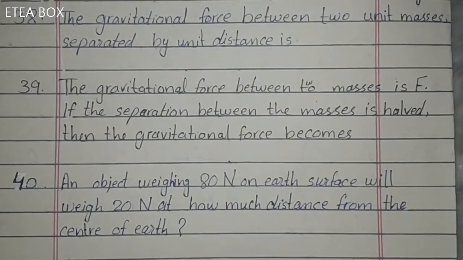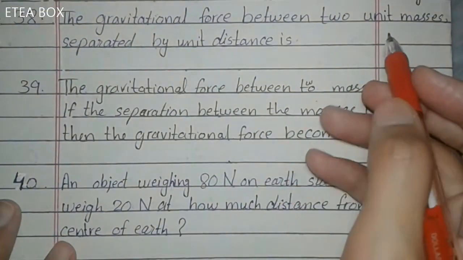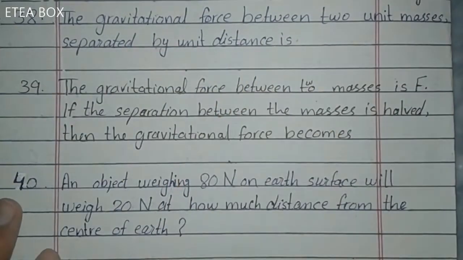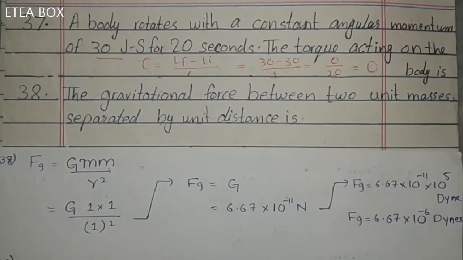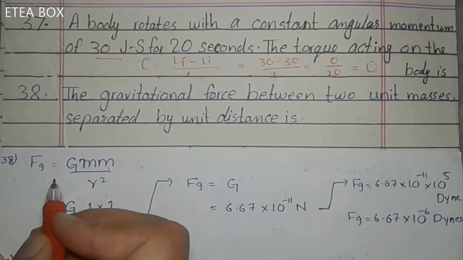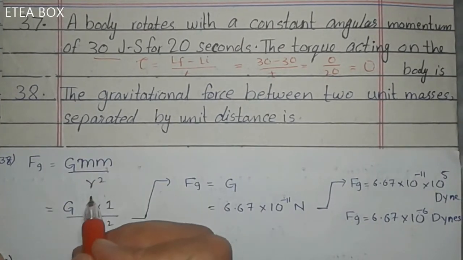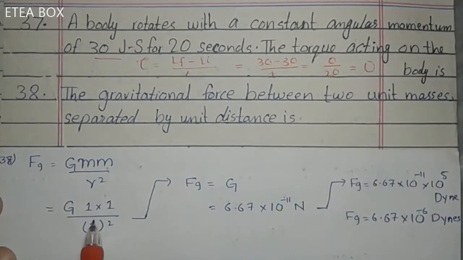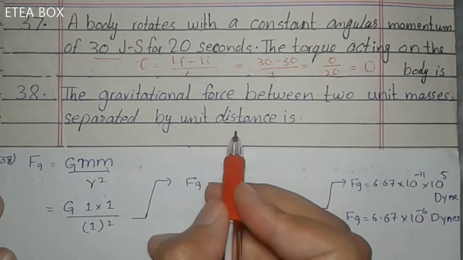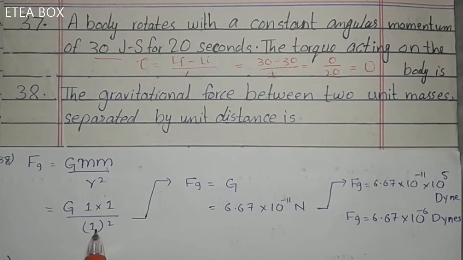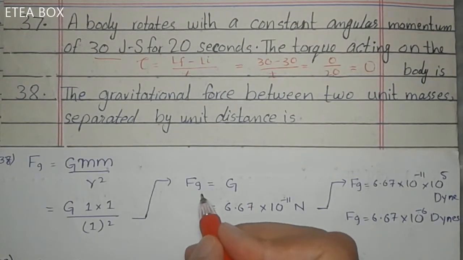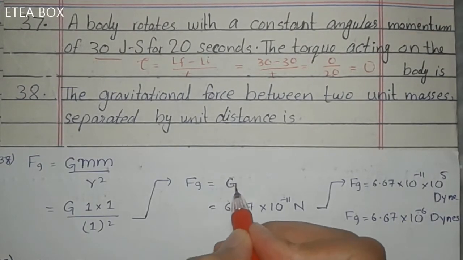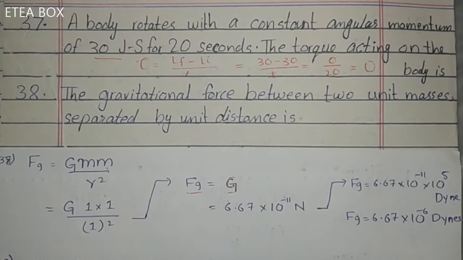Next one. The gravitational force between two unit masses separated by a unit distance is? Now look here. We know that gravitational force is equal to Gmm divided by r square. Now it's unit masses, which means 1 multiplied by 1, and a unit distance means the radius is 1. So 1 multiplied by 1 is equal to 1, and 1 ones are 1. So only Fg is equal to G. Gravitational force is equal to the gravitational constant.